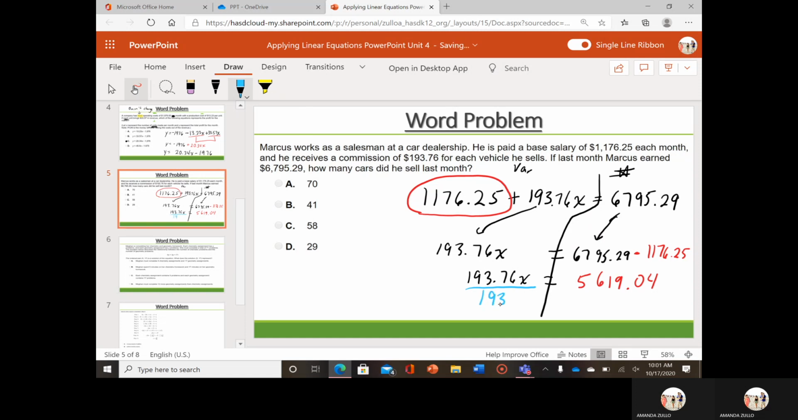So you're going to divide both sides by $193.76 to get what x equals. So x equals 5,619.04 divided by $193.76, which gives you 29. That's a crazy amount of cars that he sold. Maybe he sold one per day that he was working. Good for him. Good for Marcus.